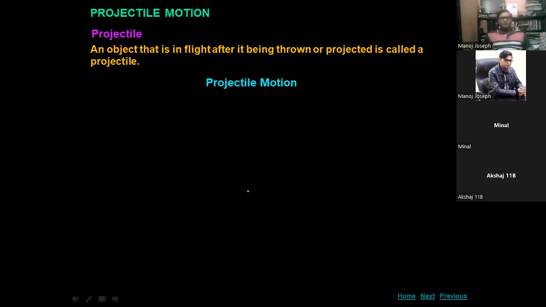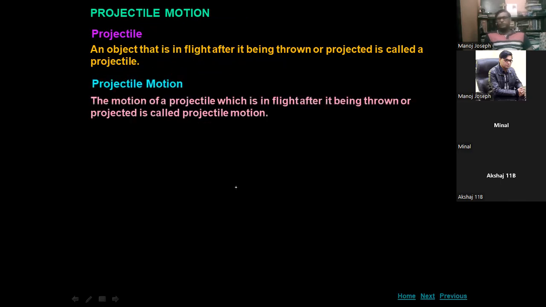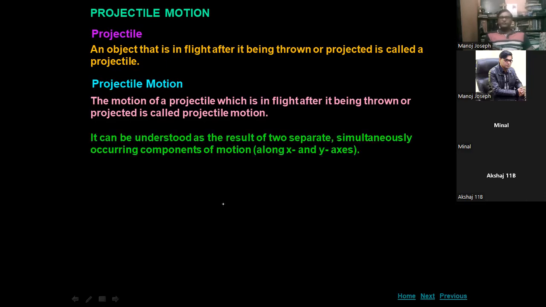There are many more examples of projectiles. So the motion of that object is called projectile motion. The motion of a projectile which is in flight after it is thrown or projected is called projectile motion. It can be understood as the result of two separate, simultaneously occurring components of motion along the x-axis and y-axis.